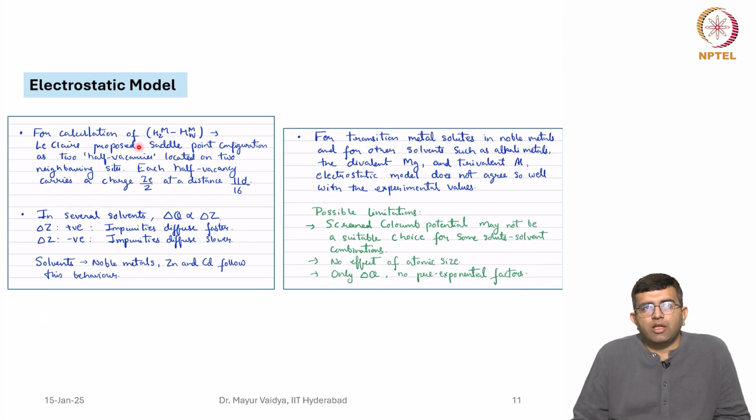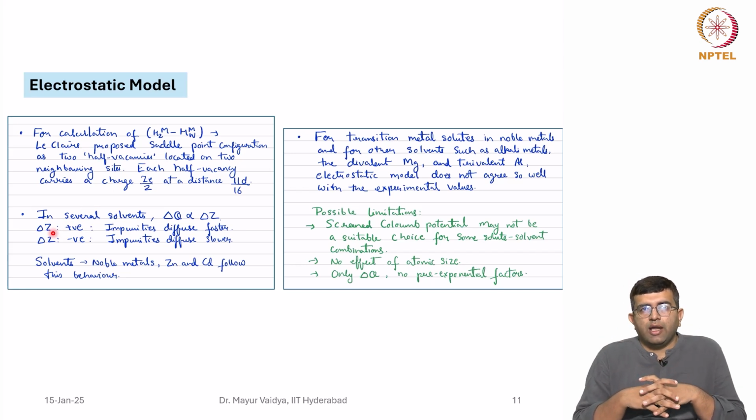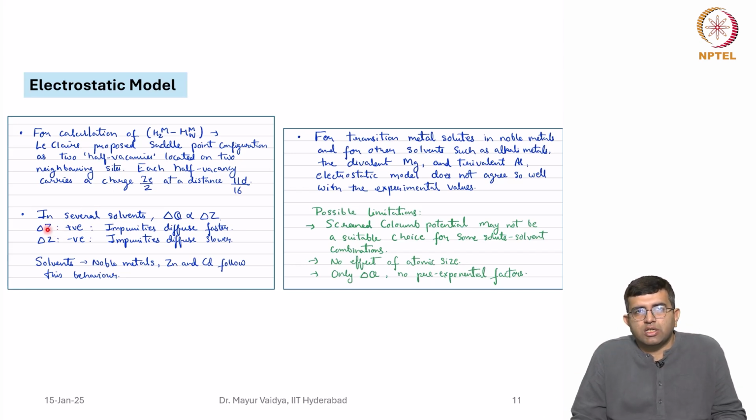For the calculation of this difference, the migration term between the solute and the mono vacancy, Leclerc proposed a saddle point configuration where you have two half vacancies located on two neighboring sites, and each half vacancy carries a charge ZE by 2.